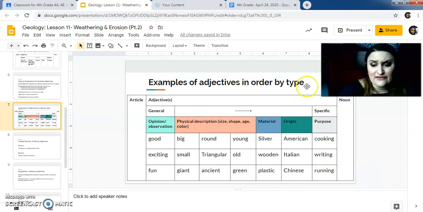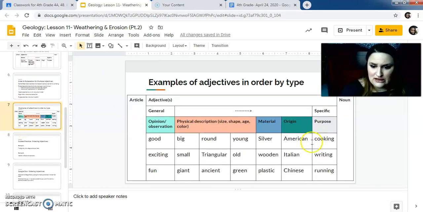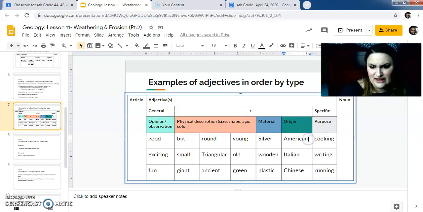Our next one is pretty specific, and it's origin. Origin means where it comes from. A good example would be cheese, like, this is American cheese. Or if I'm talking about a pizza, like, he made the Italian pizza. I'm telling you where it came from, where it was created, where it originated. So that's a little bit more specific.